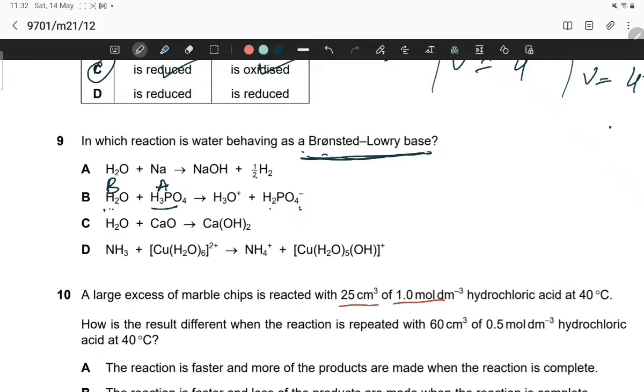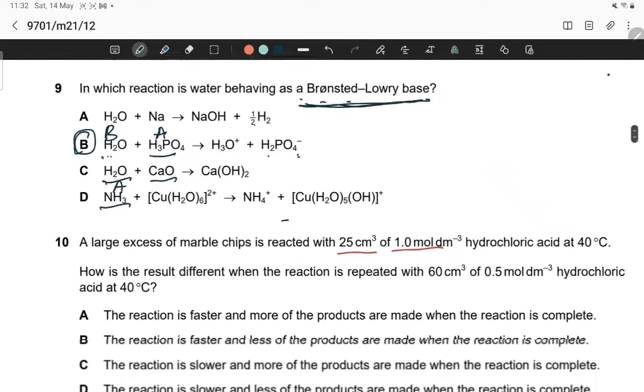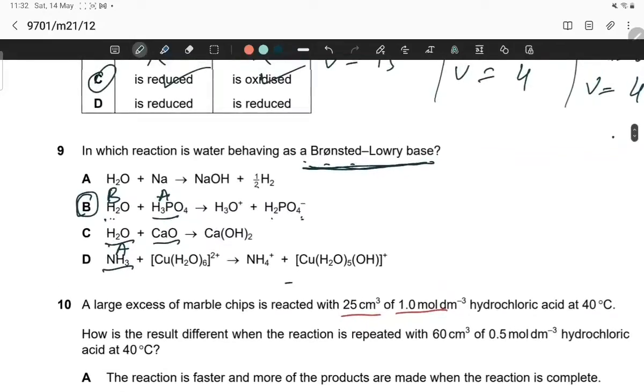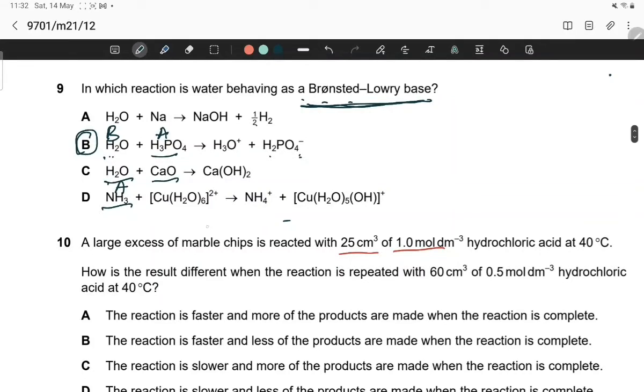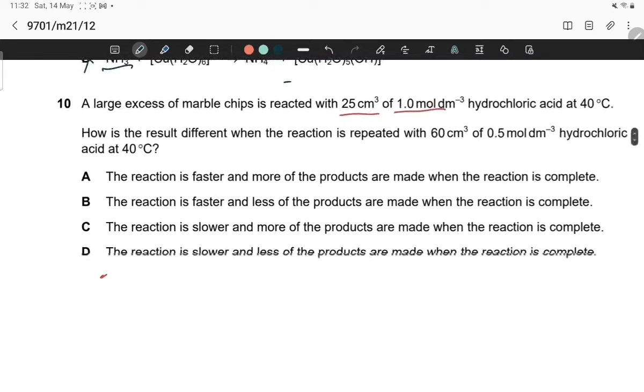In which reaction is water behaving as Bronsted-Lowry base? The base is proton acceptor. Over here in this reaction, water accepts proton from the H3PO4, so it must be correct. Over here, calcium oxide is a base and water acts as an acid. Over here, ammonia and copper, water, 5 OH negative. Ammonia acts as a base because ammonia accepts proton. This must be incorrect, so B is the correct option.